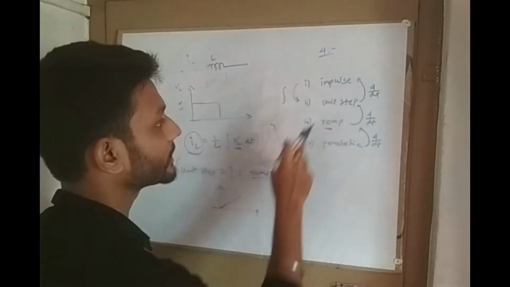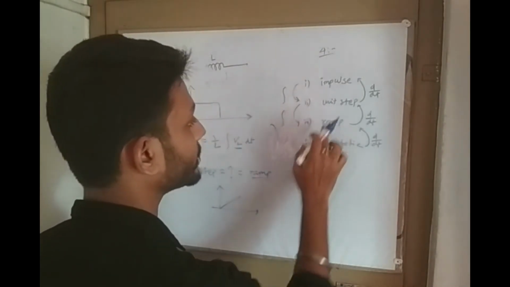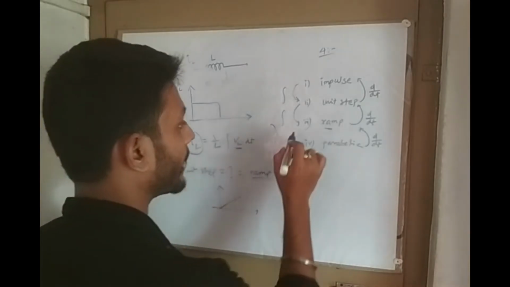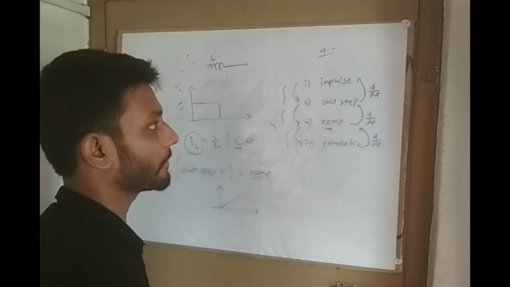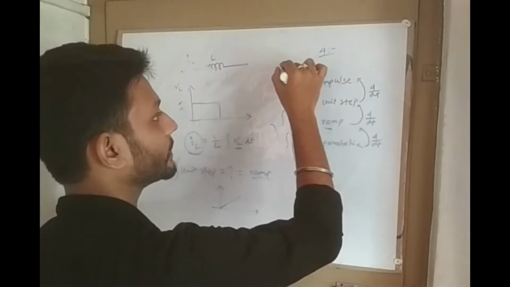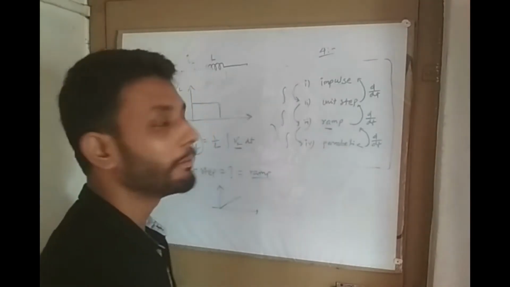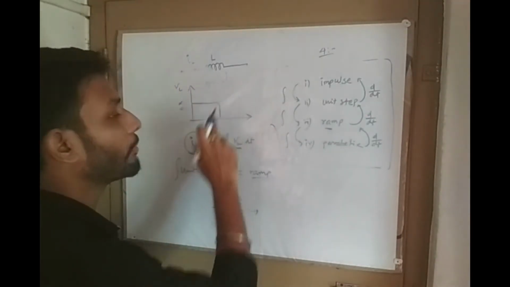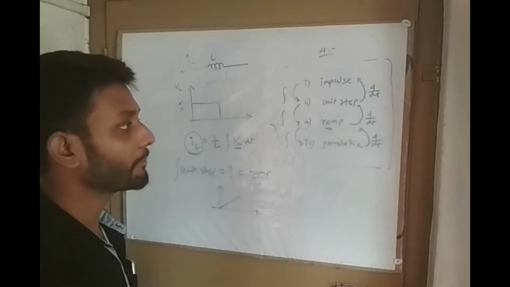integration of impulse, unit step, and integration of unit step, it will be ramp, and integration of a ramp signal, it will be parabolic signal. If you remember this one, you will be able to find out this type of problem very easily. Okay.